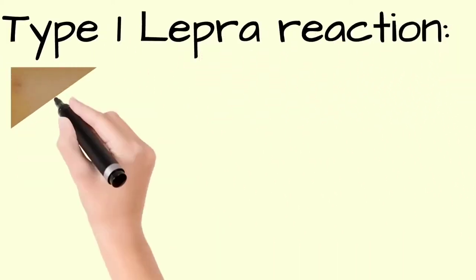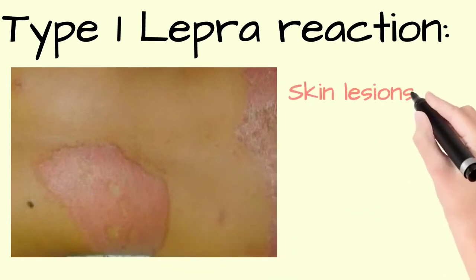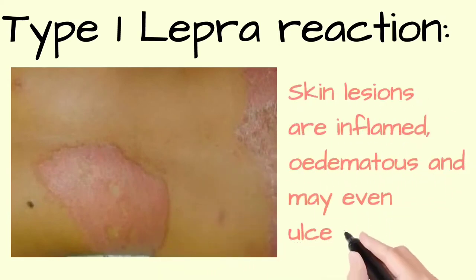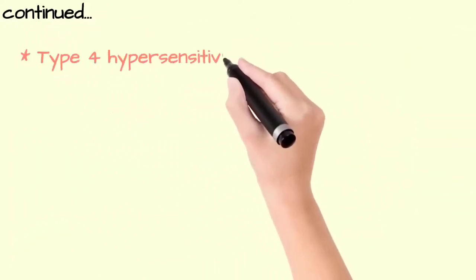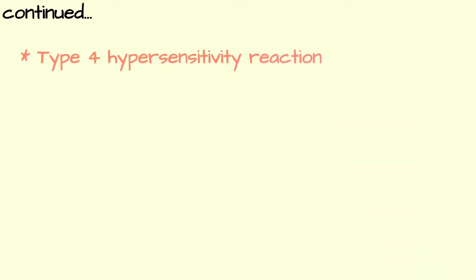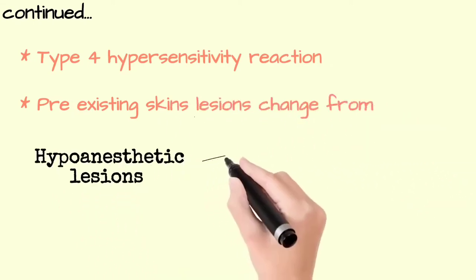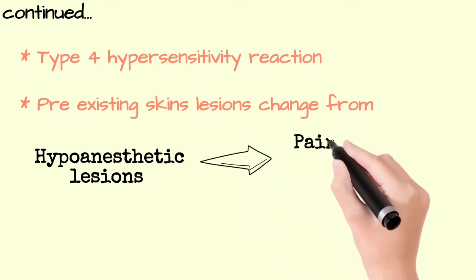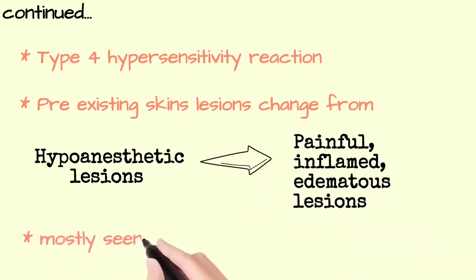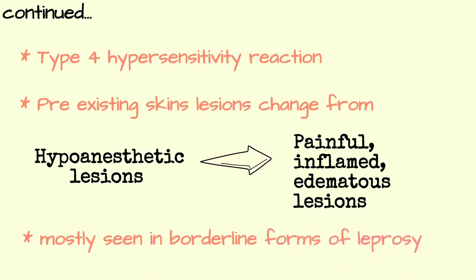Type 1 Lepra reaction. In this type, the skin lesions which are already present become inflamed and edematous and may even ulcerate. This is a type 4 hypersensitive reaction because it is cell mediated and it is caused by T cells, monocytes and macrophages, and this one is also called delayed type hypersensitivity reaction. In this type, the pre-existing lesions change from hypoanesthetic state to painful, inflamed, edematous. This reaction is mostly seen in borderline forms of leprosy like borderline tuberculoid, borderline lepromatous types of leprosy.